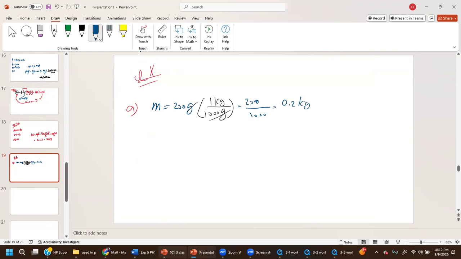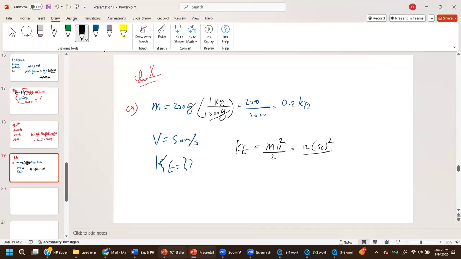We also have the velocity, which is 50 meters per second. And we're trying to find the kinetic energy. Let's see which one has the most kinetic energy. So let's find the kinetic energy for this one, which is mv squared. Let me go ahead and write down my question mark. And let's go ahead and solve it. Kinetic energy is going to equal mv squared over 2, which in this case will be 0.2 times 50 squared divided by 2. 50 squared is 2,500. So times 0.2.